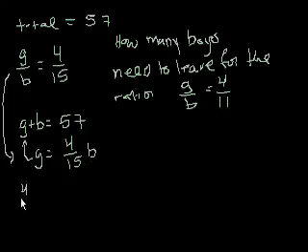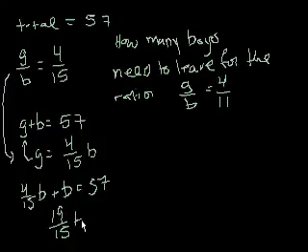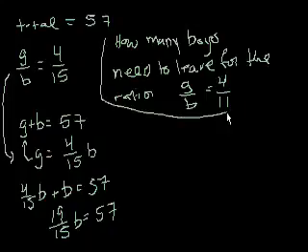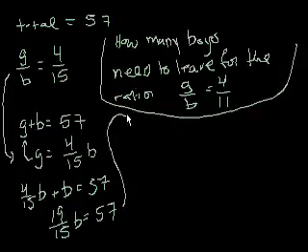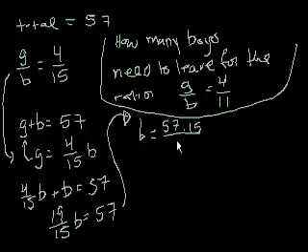And then we get 4 over 15 b plus b is equal to 57. And this is the same thing as 19 over 15 b is equal to 57. Then we say b is equal to 57 times 15, all of that over 19. I just multiplied both sides by 15 over 19. So 57 divided by 19 is 3. So b is equal to 45.